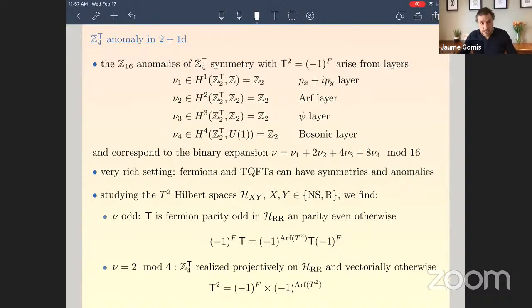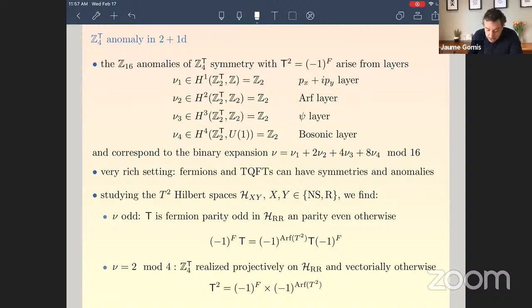Okay. And now you can do the following thing. You can say, okay, let me try to study the Hilbert space of these theories and see how the anomaly is represented on the Hilbert space. And you can do it both for fermions and topological field theories. Let me just tell you what the answer is, and then I may say something about spin TQFTs that one needs to develop a bit further to really answer this question.